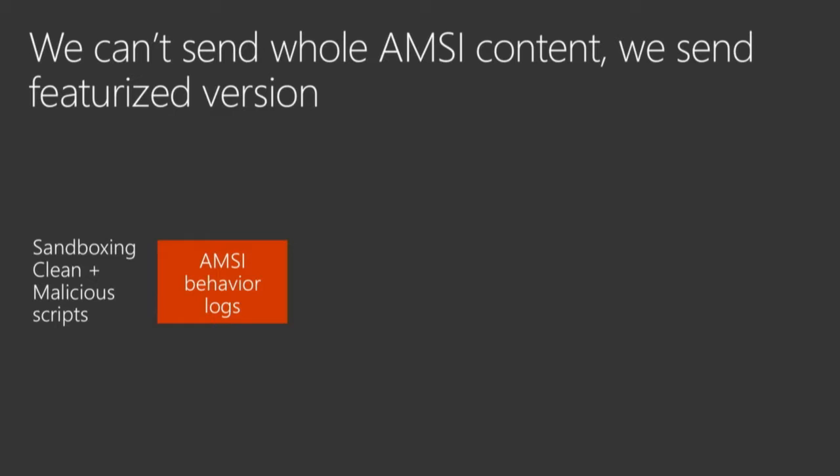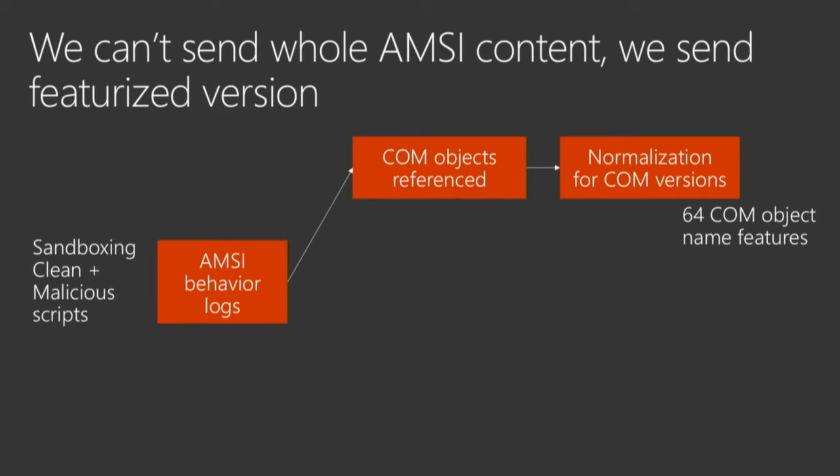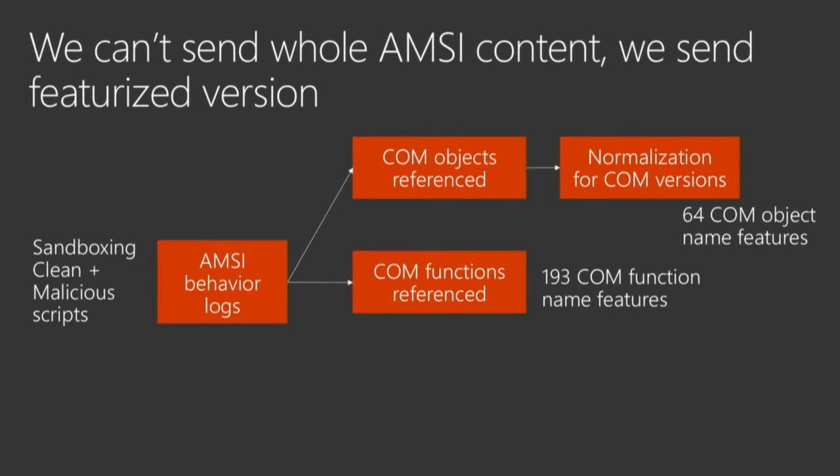In order to build that feature vector, we based our features on sandboxing logs to start with. So we use sandbox execution of a large set of known clean and malicious scripts to build the recorded AMSI behavior logs. And using these behavior logs, we added as features all of the COM objects referenced, after normalizing for the version of the COM object, because our sandbox uses a different version of the COM objects than our customers will. That only adds 64 different COM objects which are referenced. And we do the same for all the COM functions which are referenced, which adds 193 features which describe all the functions used off of those COM objects.